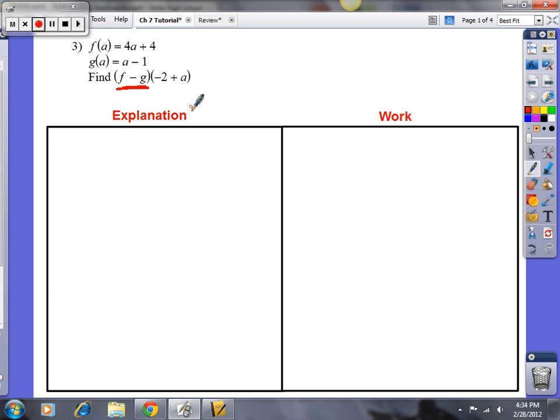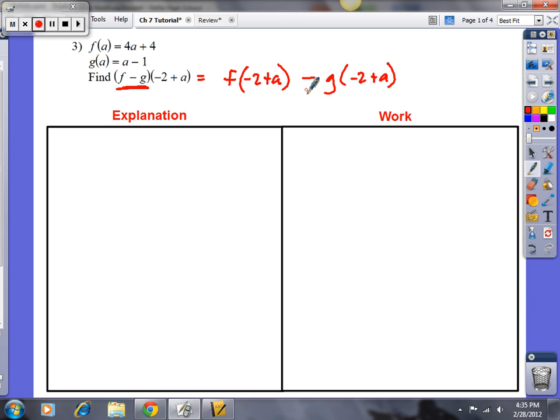They want you to use the operation of subtraction. And this is actually the same thing as f of negative 2 plus a, subtract g of negative 2 plus a. I like this way a lot better, but you have to know that they're the same thing. So we're going to substitute negative 2 plus a into the function f, then substitute negative 2 plus a into the function g, and when you're done, you're going to subtract your 2 results.